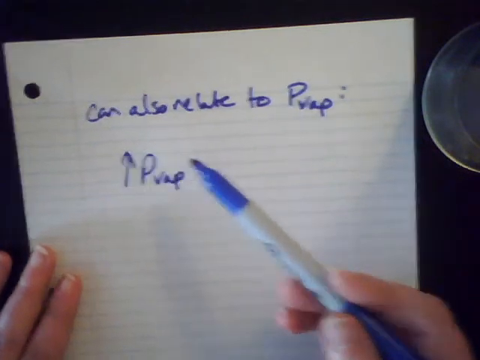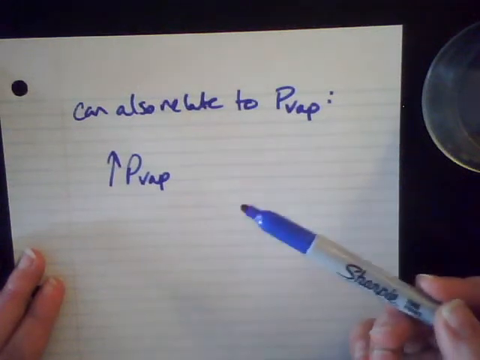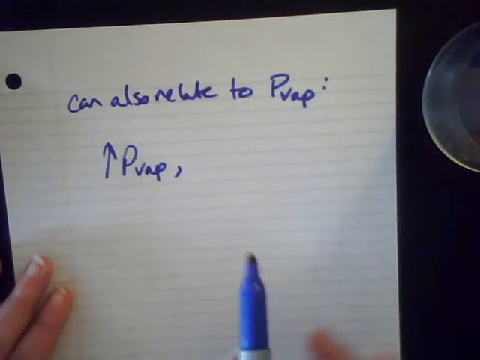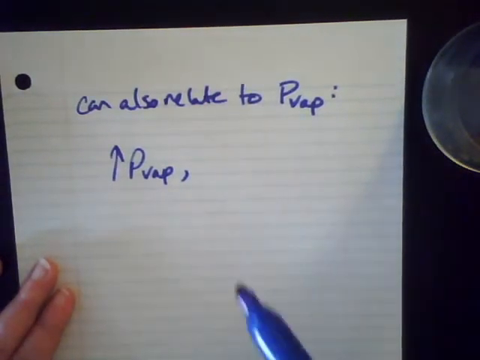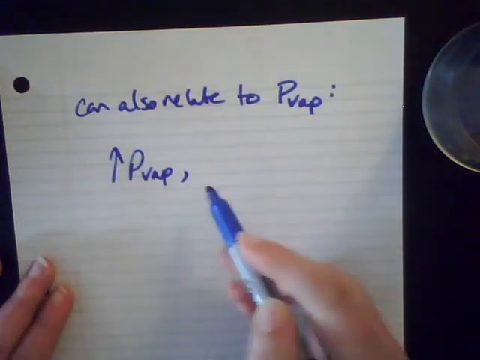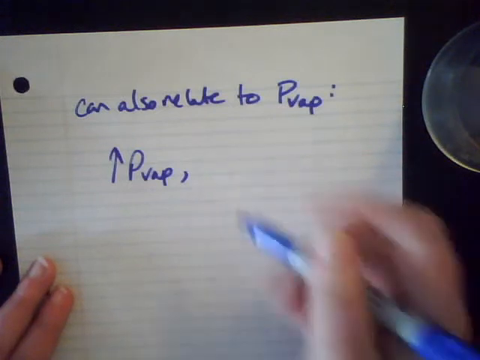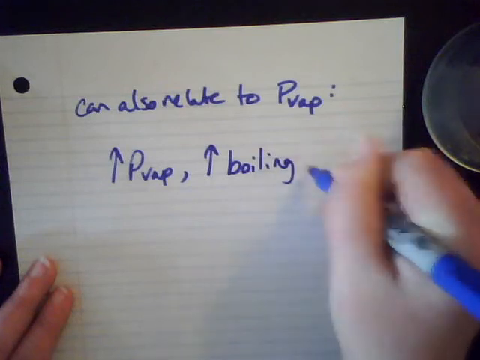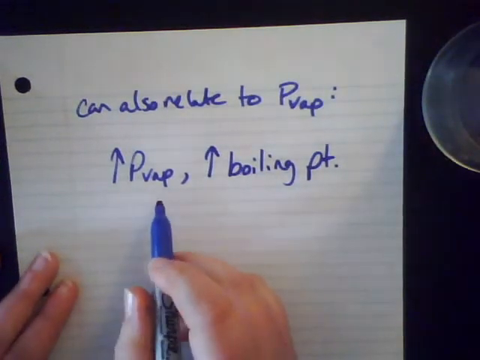So if we increase the pressure that's over the liquid, do you think that's going to increase or decrease the boiling point? So we put more pressure on that liquid, that's going to make it harder for the gas particles to leave. So if we increase the vapor pressure, or if we increase atmospheric pressure for that matter, then that's going to increase the boiling point. It takes more energy to overcome that extra pressure from the vapor.